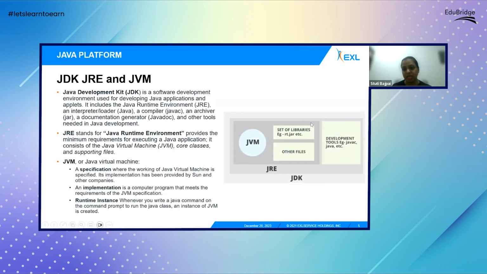So it roughly looks like that. You have a whole JDK, then you have your development tools for writing your program, then you have a set of libraries that are going to help you run your program, which is under JRE, the other core files that you require, and the JVM where your program actually runs.